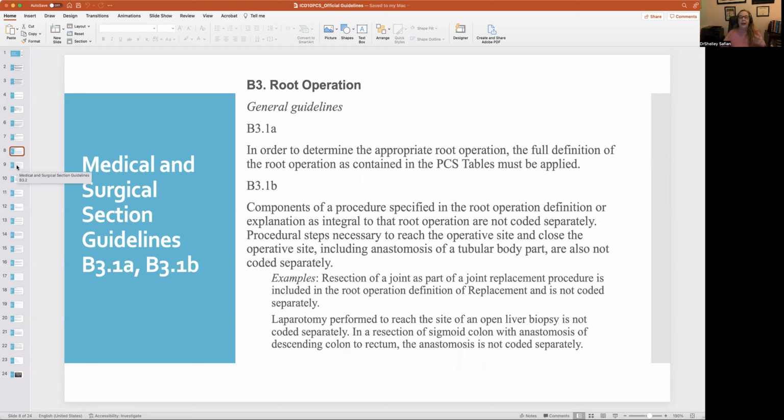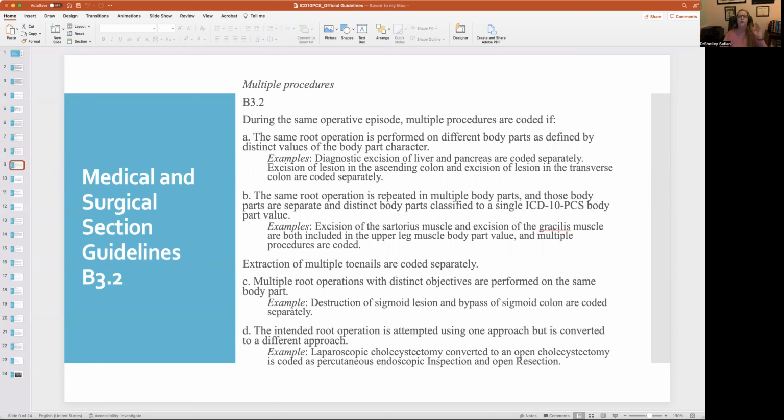It's going to answer those questions. So for example, and I find this to be one of the most heavily used sections of the Med-Surg section guidelines, is what happens when there are multiple procedures done in the same session, the same operative episode, which is not unusual. The guidelines tell you if this is the case, then do this. And here are some examples. If this is the case, then do that. And here are some examples.